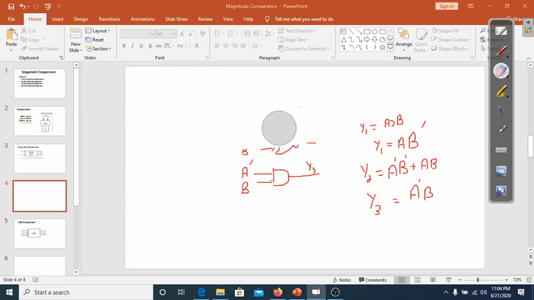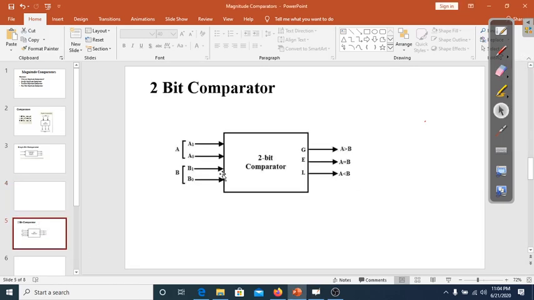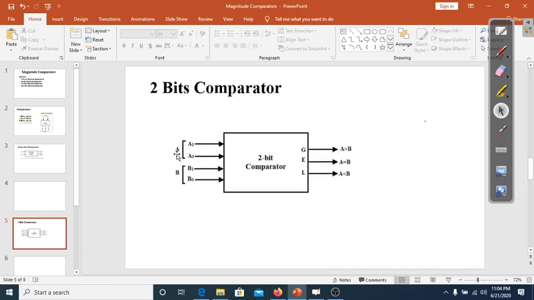Okay, now let us talk about the 2-bit comparator. This is the block diagram of the 2-bit comparator. So here we have two binary numbers A and B. The number A has 2 bits. Similarly, the binary number B has 2 bits. So this comparator circuit will compare A and B. So again you have three possibilities. A could be greater than B, A could be equal to B, A could be less than B.